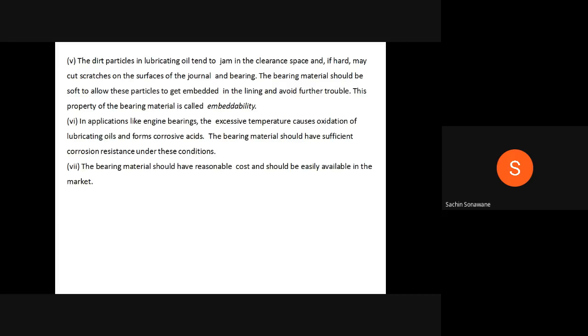Sixth, in applications like engine bearings, the excessive temperature causes oxidation of lubricating oils and forms corrosive acids. The bearing material should have sufficient corrosion resistance under these conditions. Seventh, the bearing material should have reasonable cost and should be easily available in the market.